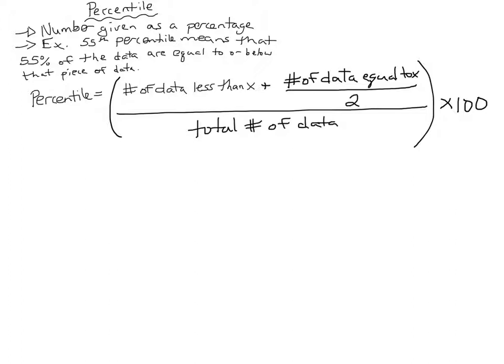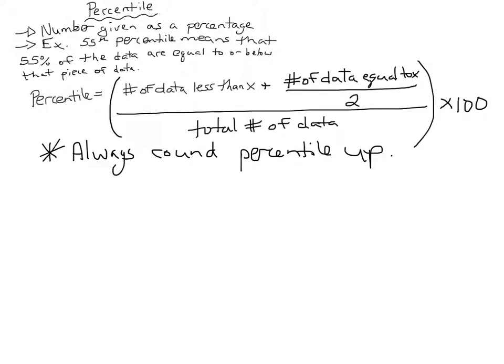Okay. Here is a big thing. Very important note. We always round percentile up. Always round percentile up. Okay? So even if your answer is 12.03, you round up to 13. We always round percentile up.